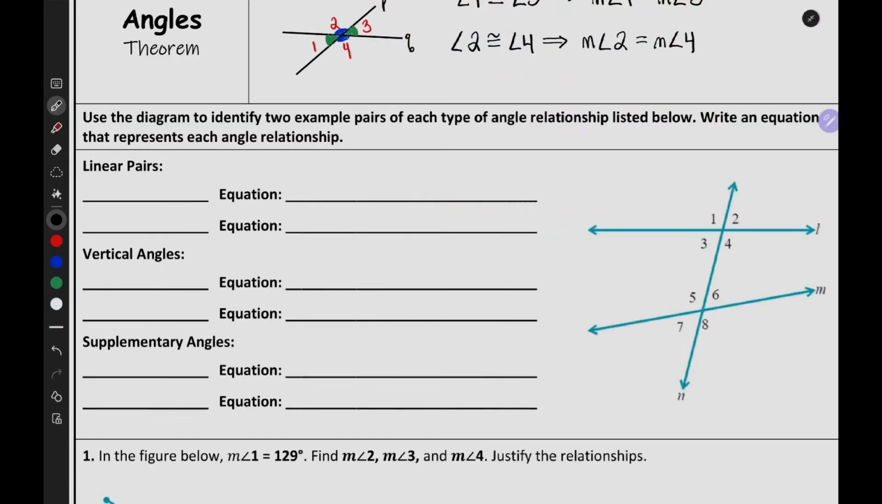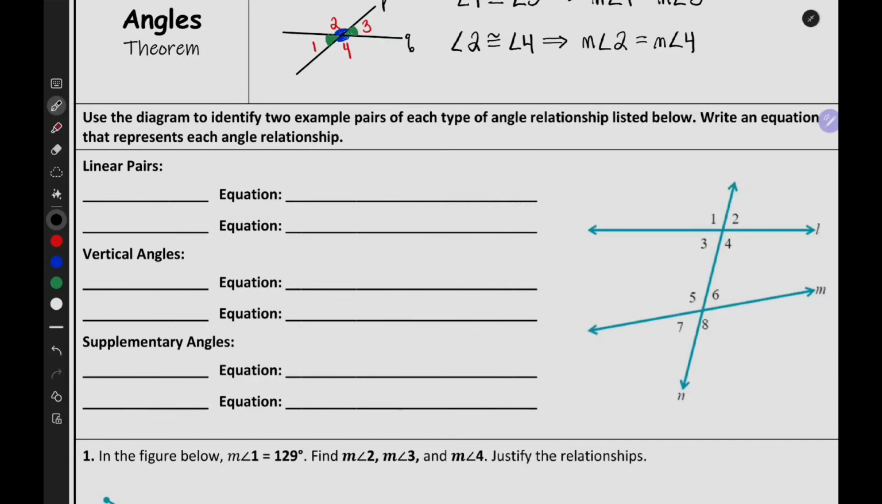So if you need a reminder on linear pairs, vertical angles, supplementary angles, and what those equations look like, pay attention to what's about to happen. If you don't need a review for it, you might want to skip ahead maybe a couple minutes. But here we go. Linear pairs.